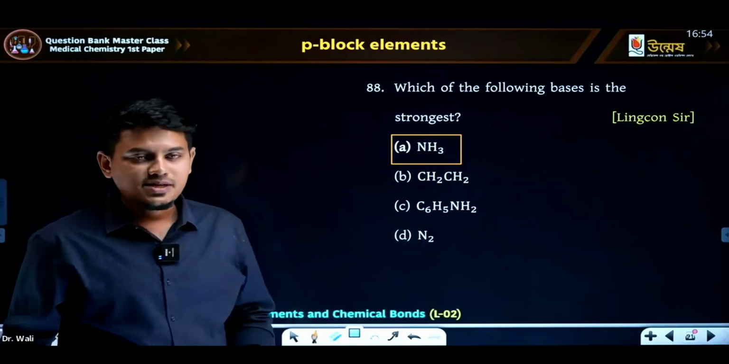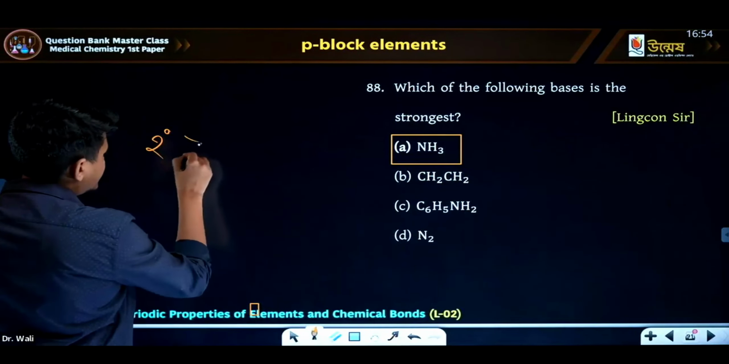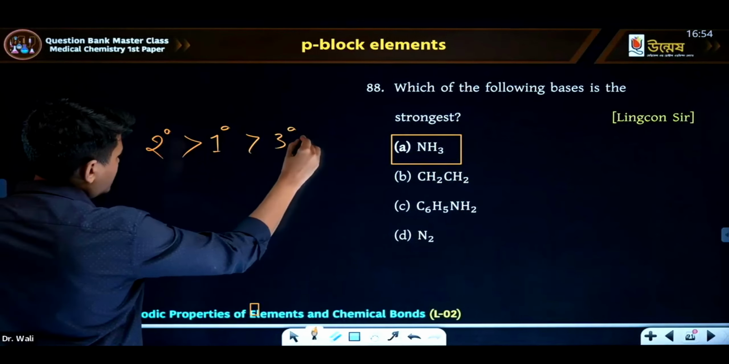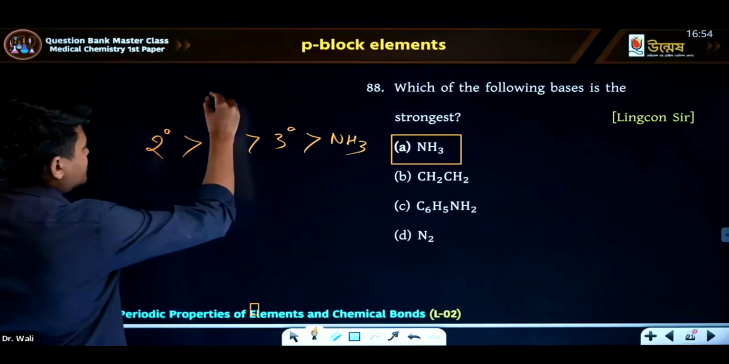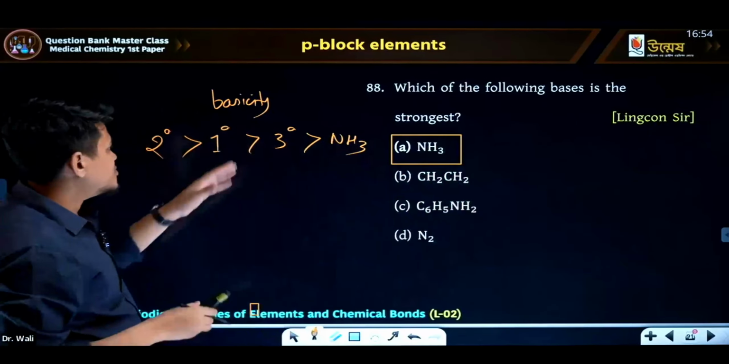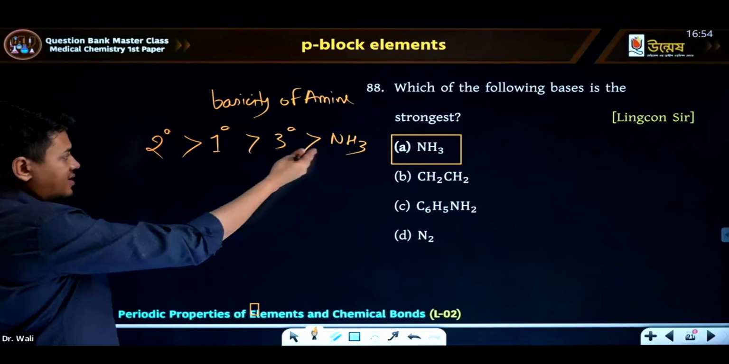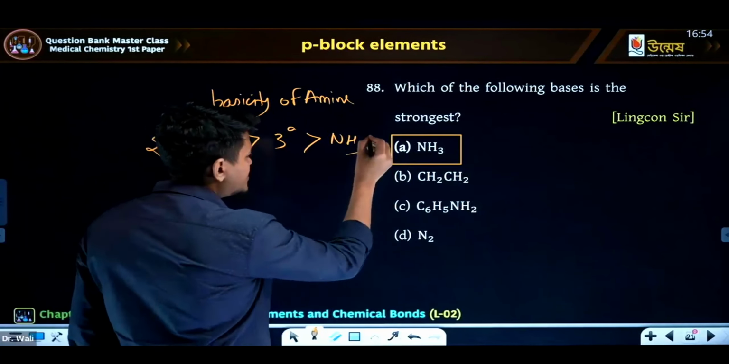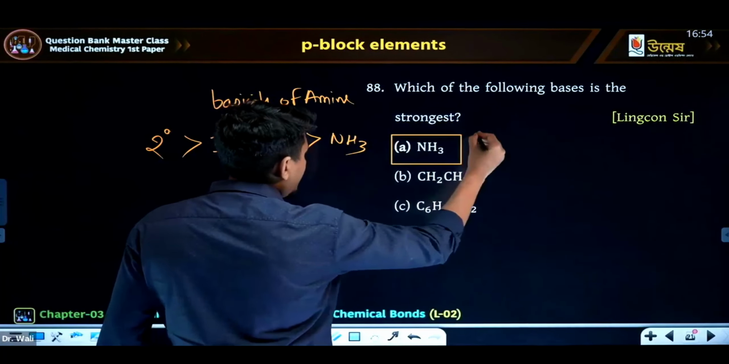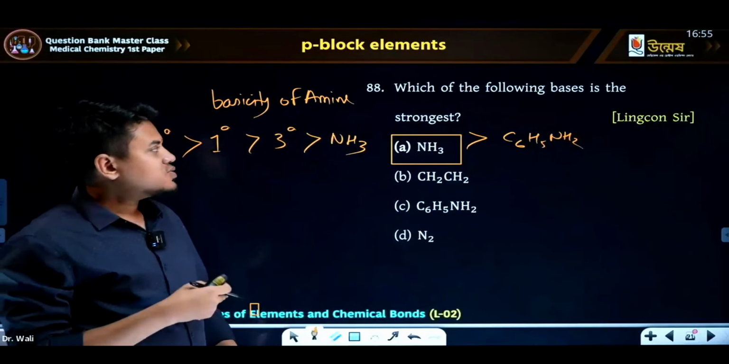We will learn about it in our organic chemistry. We know that the basicity of amines declines in the following way. This is the basicity of amine. Though among all these options, ammonia is the strongest one, you should know that second degree amines are stronger than first degree amines, which are stronger than tertiary amines, and tertiary amines are even stronger than ammonia. But ammonia shows stronger basic nature than the aromatic one, which is aniline. Okay, ammonia is stronger than aniline.